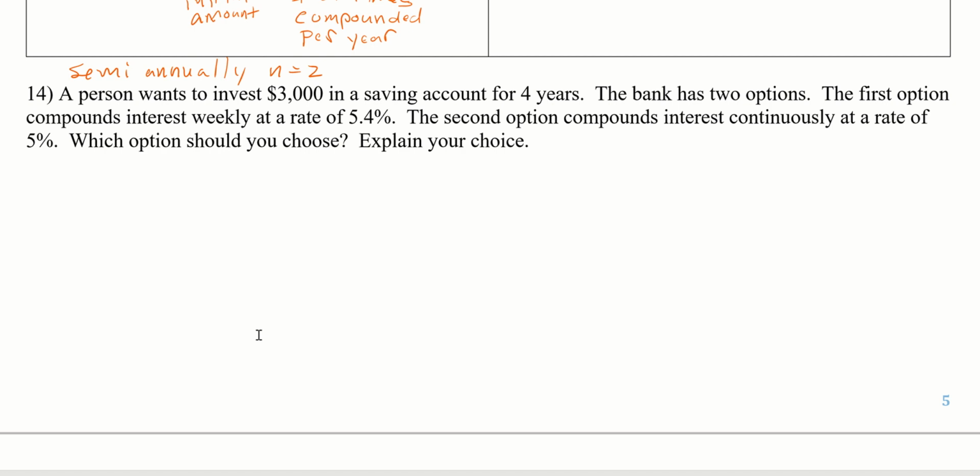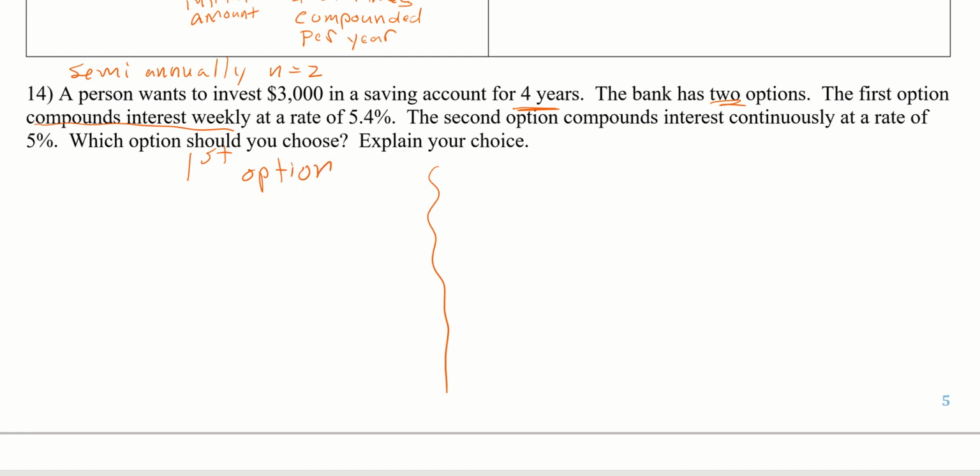A person wants to invest $3,000, so that's how much they're going to start with, into a savings account for 4 years. Before I can decide whether to use the equation on the left or the right, I need to find either compounded or continuous. So the bank has 2 options. The first option is compounds weekly.